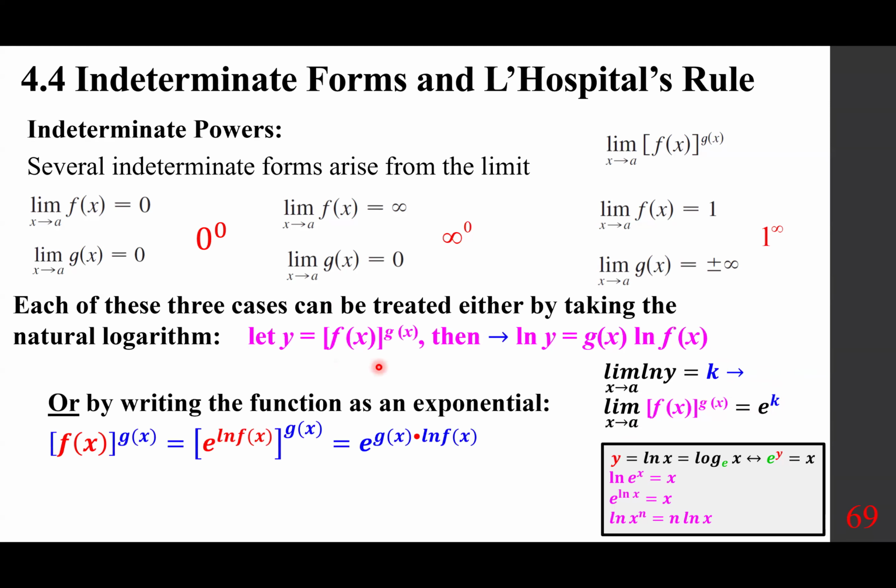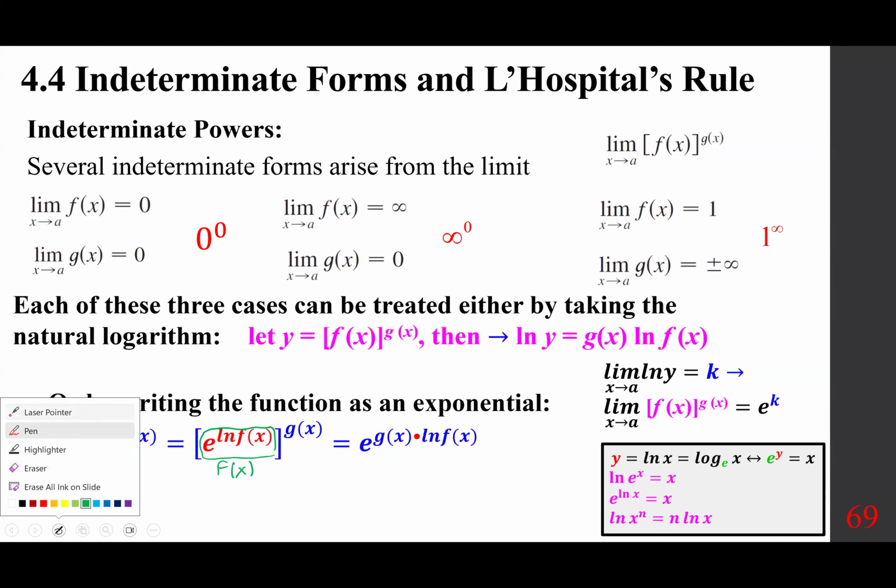Or by writing the function as an exponential: if we have the function f of x to the power of g of x, f of x can be replaced by e to the power of ln f of x, right? Take a look. e to the power of ln x is the same as x. So e to the power of ln f of x is the same as f of x. So now you have e to the power of ln f of x, to the power of g of x. This is the power rule of exponentials. That means e to the power of this times this. So we put this one first: g of x times ln of f of x.